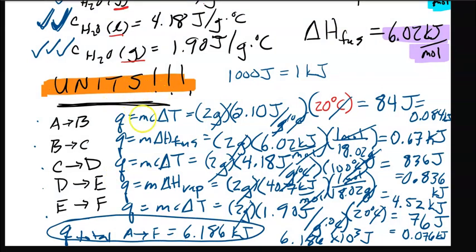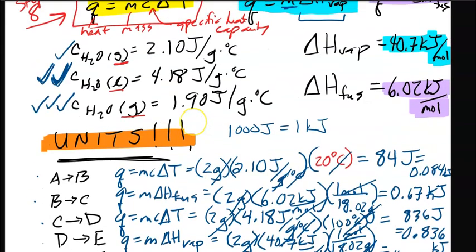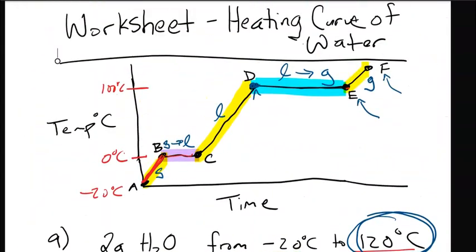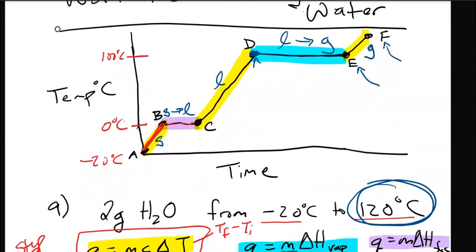From start to finish, this entire phase changing process took 6.186 kilojoules, which during this level of chemistry maybe doesn't mean that much for you. But if you start looking at other examples of this, not only in this unit, but in the next unit, which is thermochem, you'll start to realize the magnitude of this value and what it really means in comparison to other substances.